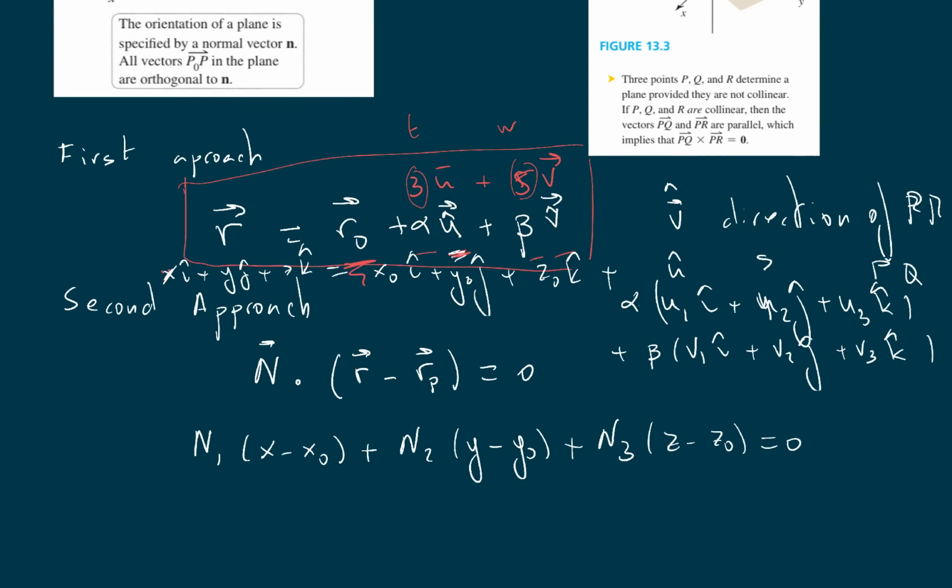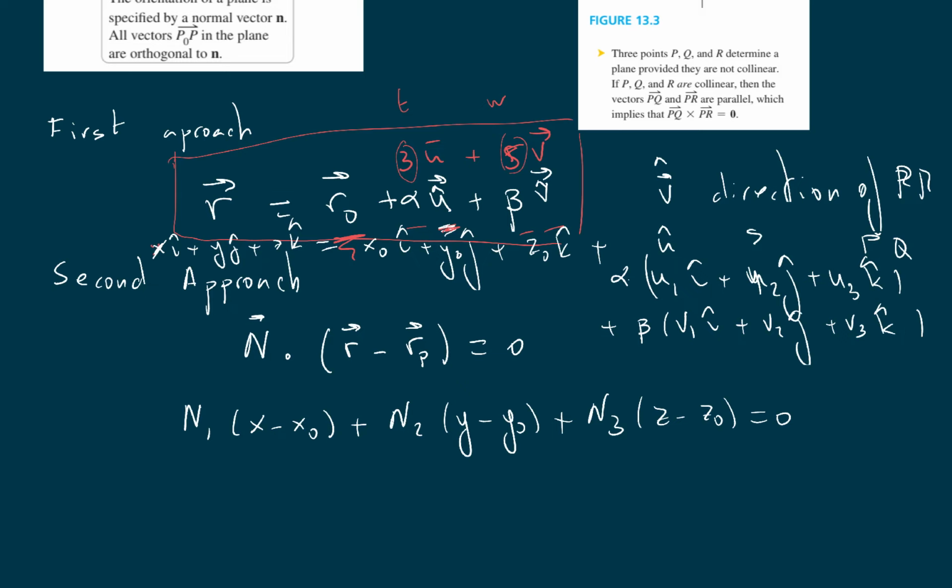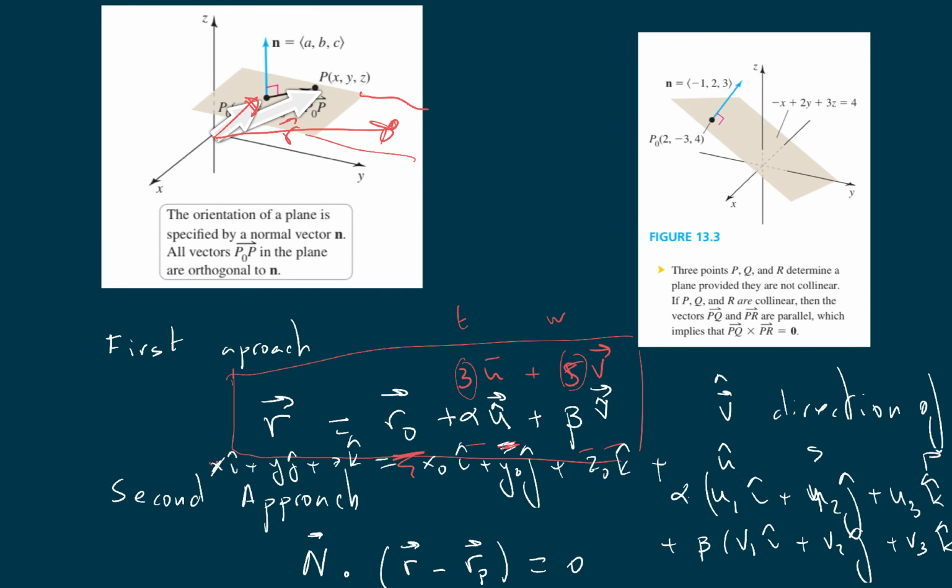Let's go to the second approach. The second approach says, if you can find the normal vector n, the one that is perpendicular to the plane, how will I find the normal vector? You make the cross product of two vectors in the plane. So you do the cross product of the vector PQ with the vector PR, and the cross product is the normal vector.